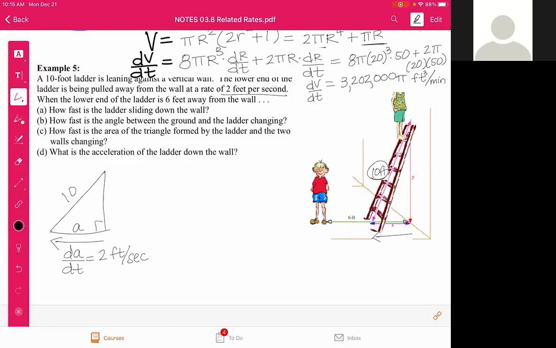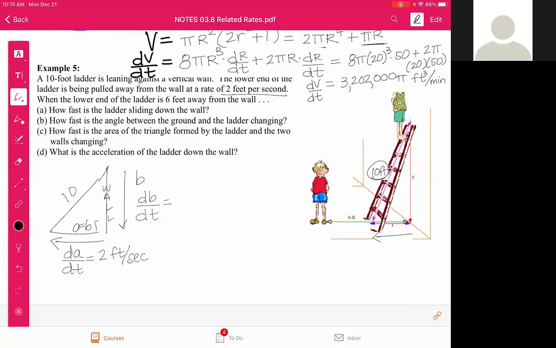They say when the lower end is 6, so when this A is 6, how fast is the ladder sliding down the wall? So here's the wall. If the ladder is sliding down the wall, we'll call that side of the wall B. We're looking for dB/dt. How fast? That's a rate. How fast is the ladder sliding down the wall? So you're looking for dB/dt.